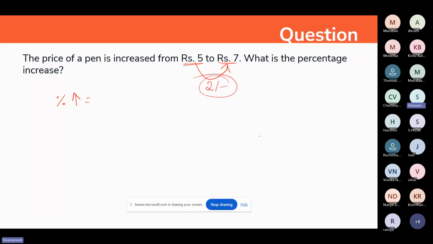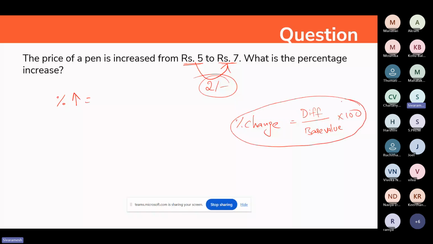So basically, we have percentage change. Percentage change means percentage increase or percentage decrease. We have one formula. Even if you search in Google, you will get the same formula, but by using the formula some students might get confused. First I'll write the formula and then I'll tell you the simplest way to understand it. The percentage change formula is difference by base value into 100. This is the formula for finding percentage change.